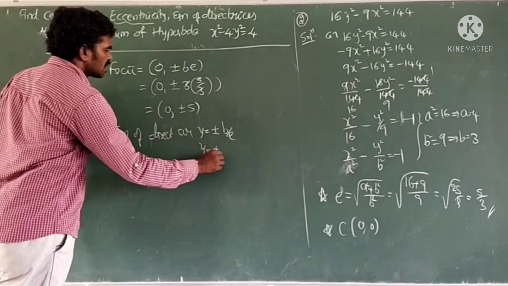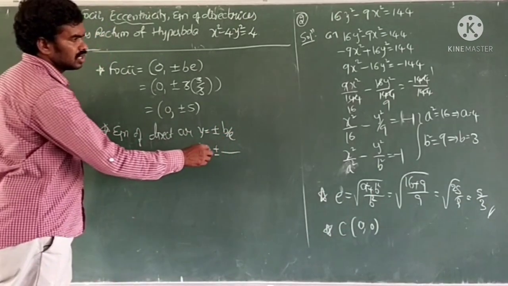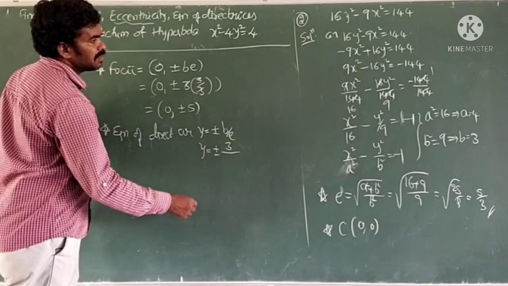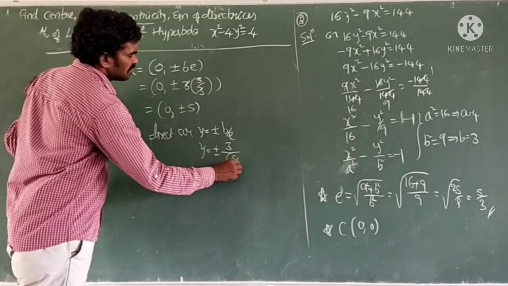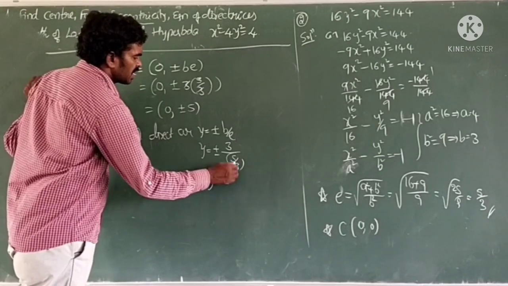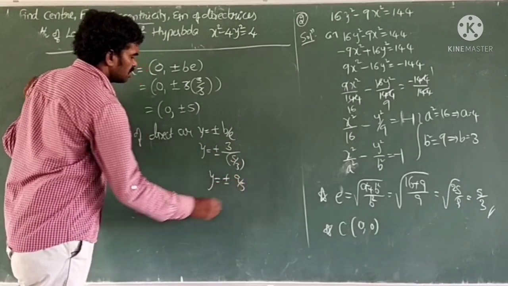Next, the equation of directrices. The equation of directrices is y equals plus or minus b by e. So y equals plus or minus, b means 3, by e means 5 by 3. So y equals plus or minus 9 by 5.